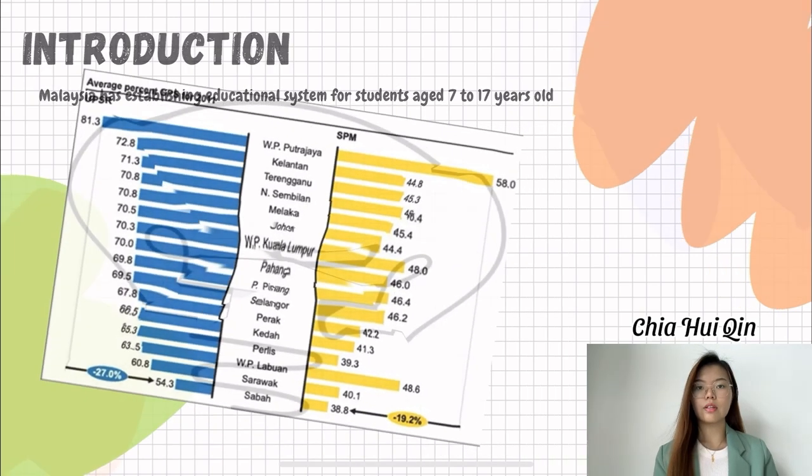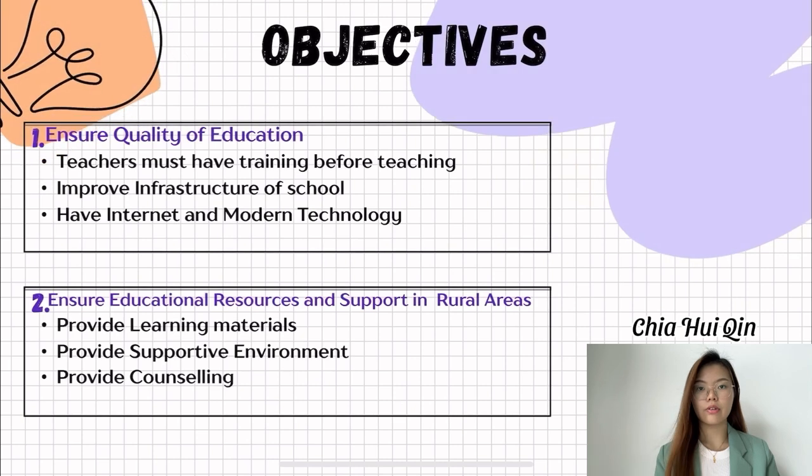The first objective is to ensure quality of education. Teachers must have training before teaching, improve the infrastructure of schools, and have internet and modern technology. The next objective is to ensure educational resources and support in rural areas. We can provide learning materials such as books. We can provide a supportive environment. We can provide counseling to help students overcome the problems they face.